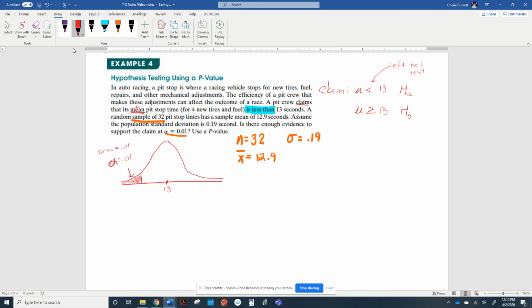And so what we're going to have to find is a z-score. And I know it's a z-score because I know the population standard deviation. Knowing the population standard deviation is why I'm doing a z-test.